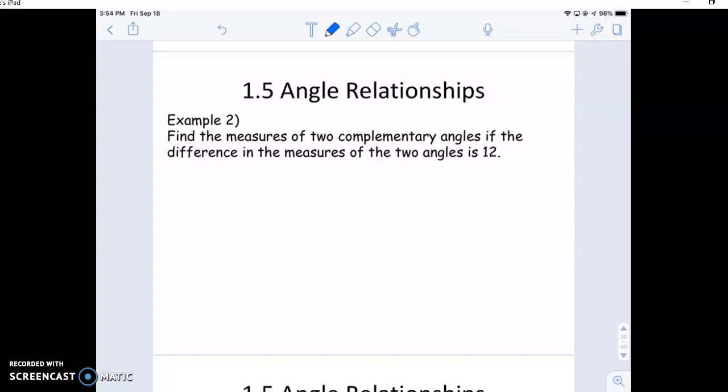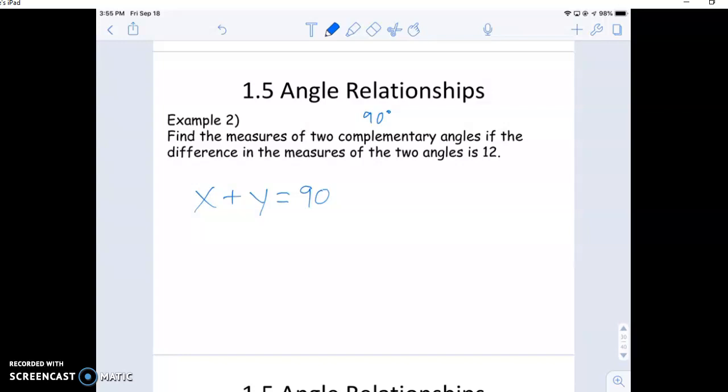So it says find the measures of two complementary angles. Remember, that just means angles that add up to 90. If the difference, or difference means subtraction, if the difference in the measures of the two angles is 12. So I'm going to make a system here. First, I could use the information in the first part. I'm going to have one angle be x and one angle be y. So x plus y equals 90. It tells us that by telling us that it's complementary. So both those angles added up together equal 90.